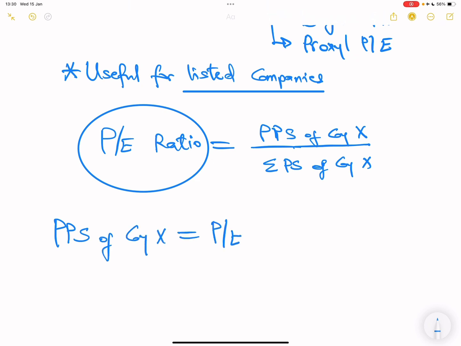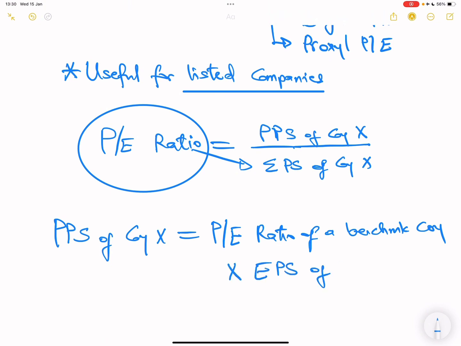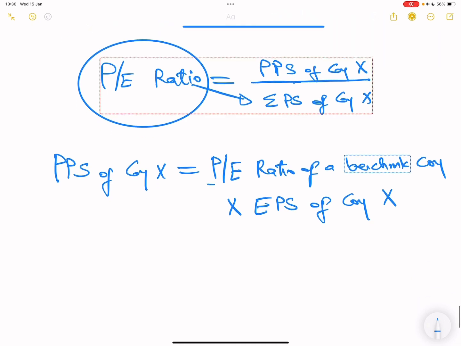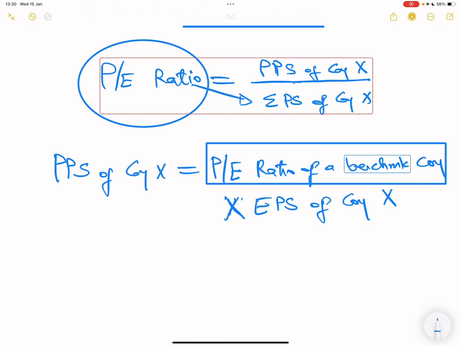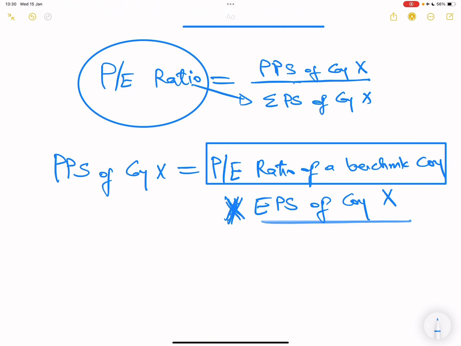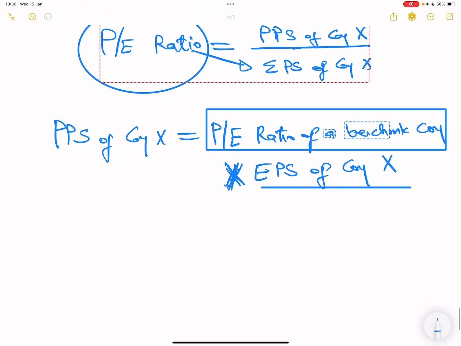to the PE ratio, because I'm going to multiply by this, of a benchmark company multiplied by the earnings per share of company X. So that is how you use it. Use the PE ratio of another company multiplied by the earnings per share of the company you want to value. And that is how you use it. And I'm going to work an example.